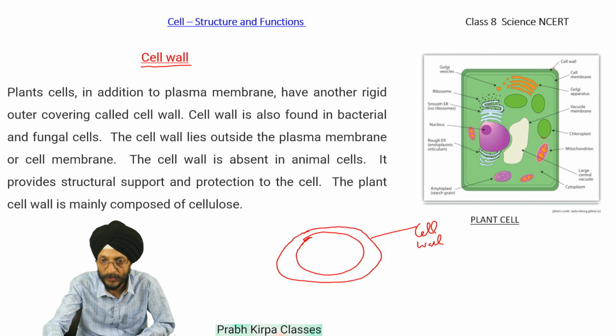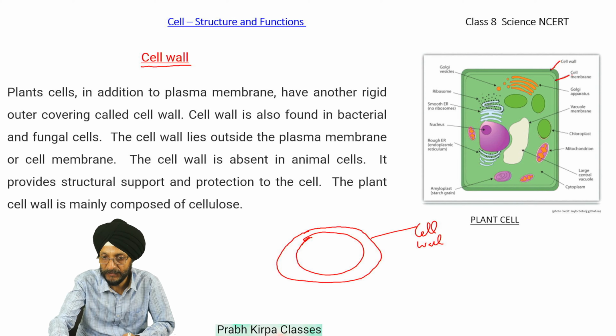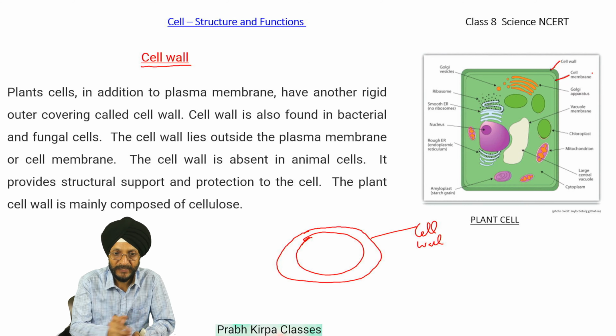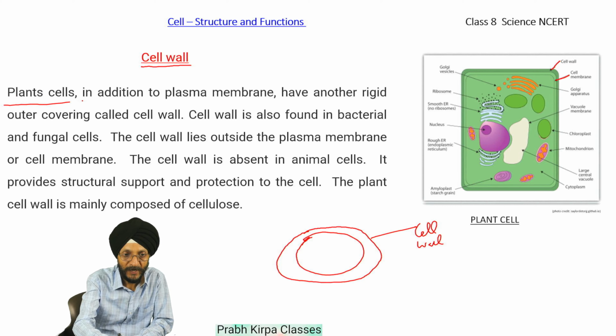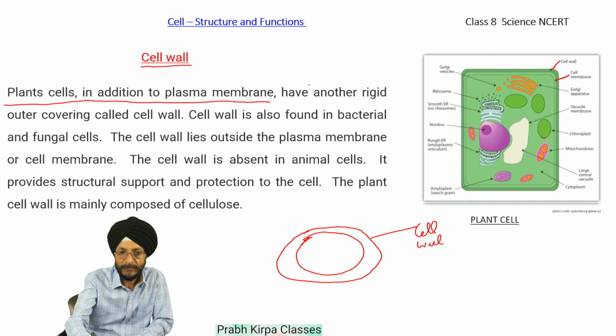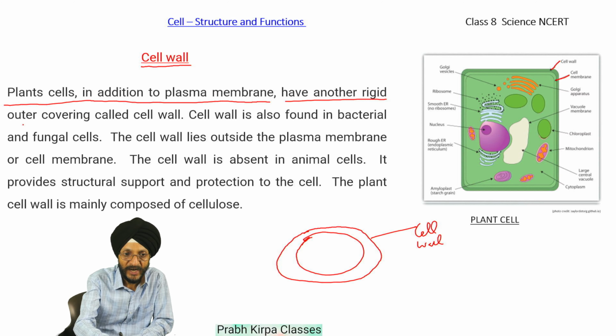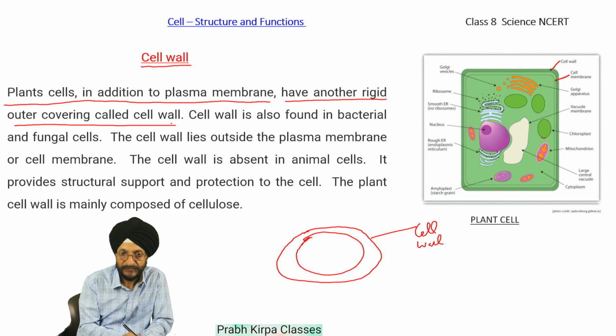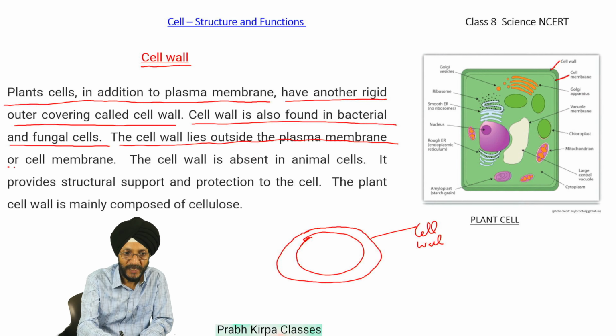Here in this picture, you can see that the outer covering is the cell wall. This is the internal covering, which is known as the plasma membrane or cell membrane, which is also present in the case of animal cells. So here we will read, plant cells in addition to the plasma membrane have another rigid outer covering called the cell wall. The cell wall is also found in bacterial and fungal cells. The cell wall lies outside the plasma membrane or cell membrane.